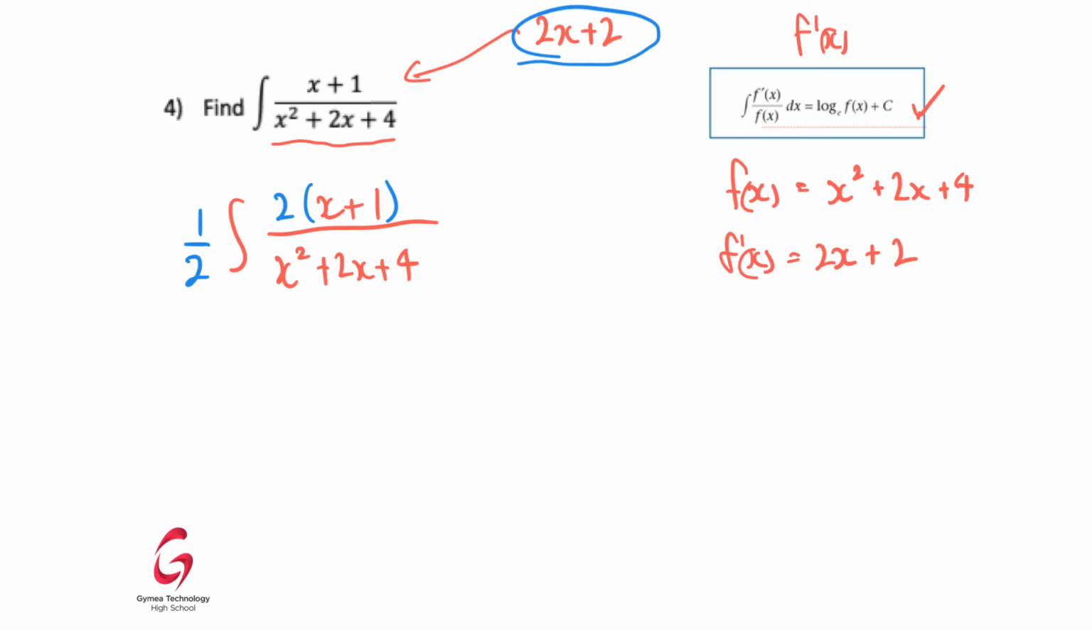So hopefully you can see some sort of pattern emerging here in the process you've got to take to do some of these harder questions. So now, just to perform our integration, we're going to get log base e of x squared plus 2x plus 4, plus c, but we're only going to have half of it.